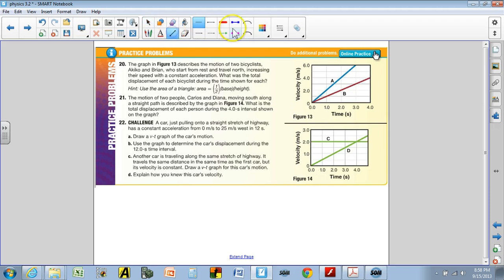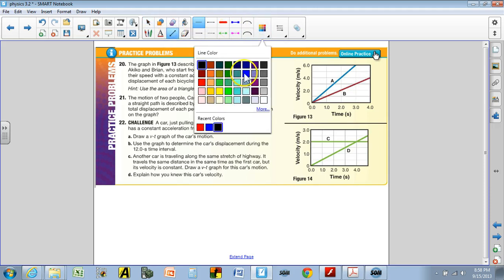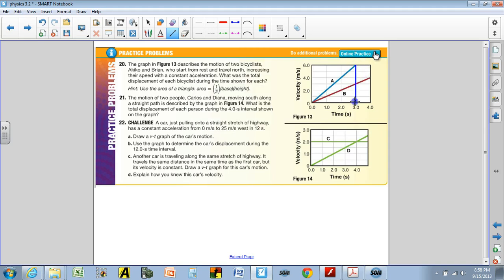So the blue triangle, 1/2 base times height. Base times height, 3 times 6 is 18. Half of that is 9. Answer, we already got our answer.